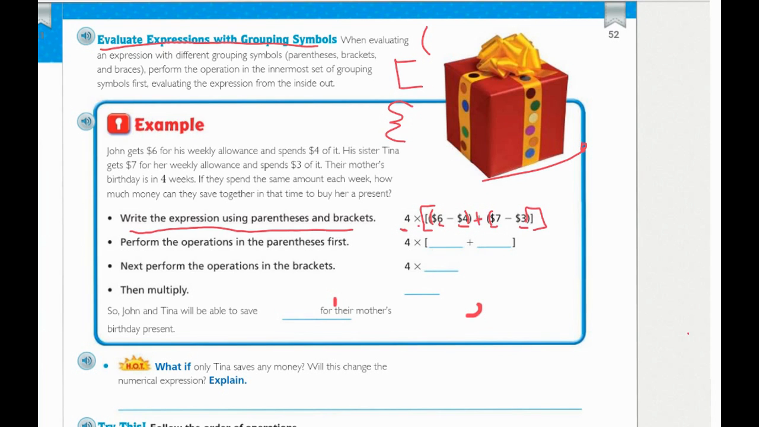So let's do the innermost circle first. 6 minus 4 is 2, or $2. 7 minus 3 is 4, or $4. Okay? Then we're still with brackets, so we still have to do the inside of the bracket first. 2 plus 4 is $6. And so if they're profiting $6 every week, and we have 4 weeks to save, 6 times 4 is 24. So that means they're going to save $24 in 4 weeks. So John and Tina will be able to save $24 for their mother's birthday present. So that's going to be their budget.